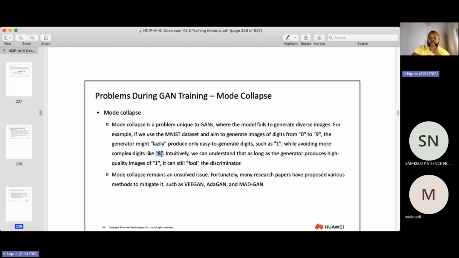So you now have a problem where the generator is supposed to learn to produce all digits 0 to 9. But in mode collapse, it might only generate 3s and 7s because those are maybe easy to fool the discriminator. So instead of learning the whole distribution, it learns only a few modes of it. So why does mode collapse happen?